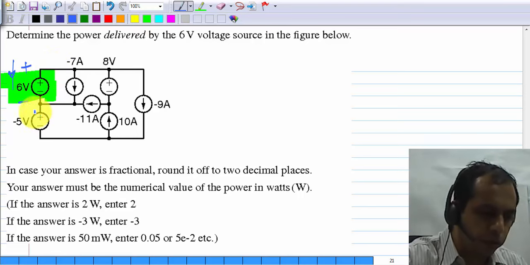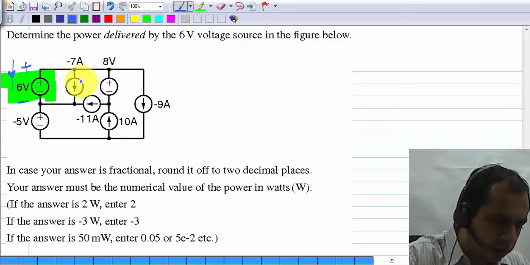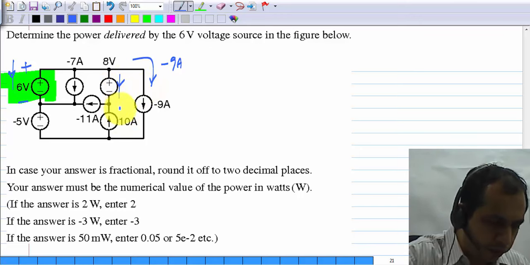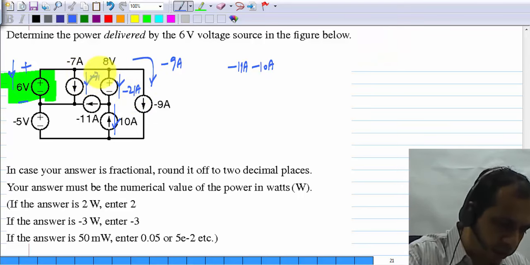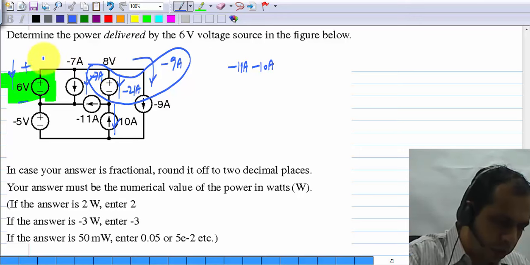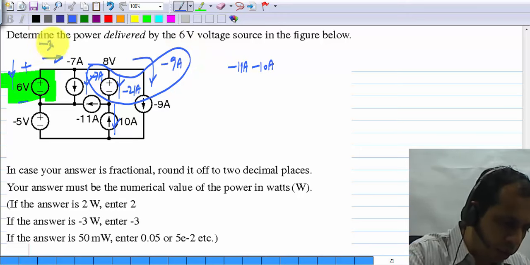So you already know the voltage, which is 6 volts. You need to know the current in this direction. How do you find that? Now you can see this current is minus 9 amperes, and this current here is equal to current flowing this way, which is minus 11 amperes, and current flowing downwards, which is minus 10 amperes. So this is minus 21 amperes. And current flowing here is minus 7 amperes. So this current, which is the sum of these three currents, is minus 37 amperes.